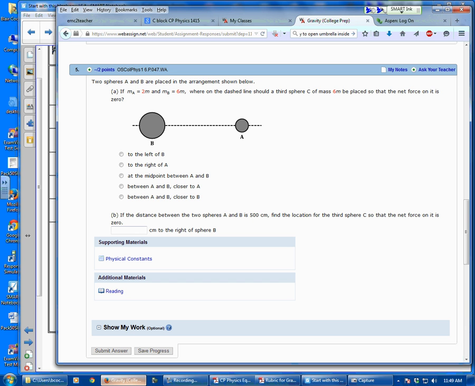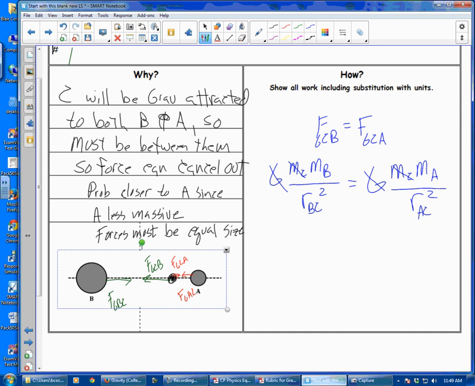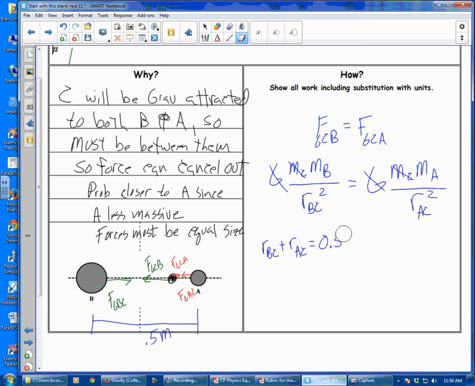500 centimeters. Should I use this 500? Make it meters, right? So from A to B is 0.5 meters. So that means that RBC plus RAC must equal 0.5. Or no, not half a meter. So 500 centimeters, so that's 5 meters. Right?